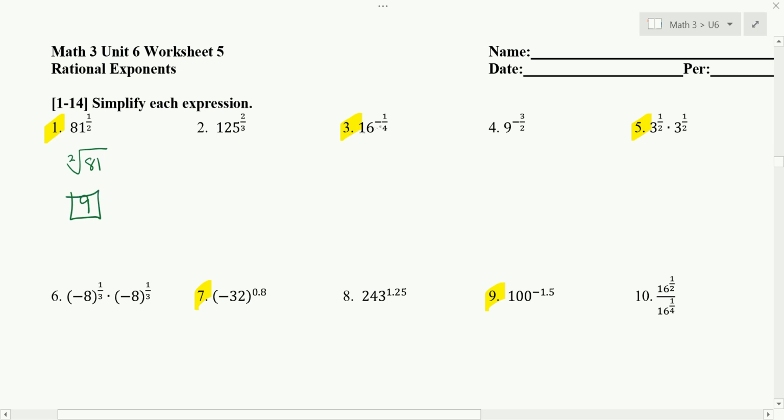Number 3, we have a negative exponent, and to get rid of that negative exponent, we put a 1 over 16 to the 1/4 power. And then that 1/4 power means the index is 4 for the root, so this is 1 over the 4th root of 16 to the 1st power. And 16 is 2 times 2 times 2 times 2. If you break that down, you get 4 2's, so we end up with 1 over 2 for our answer.